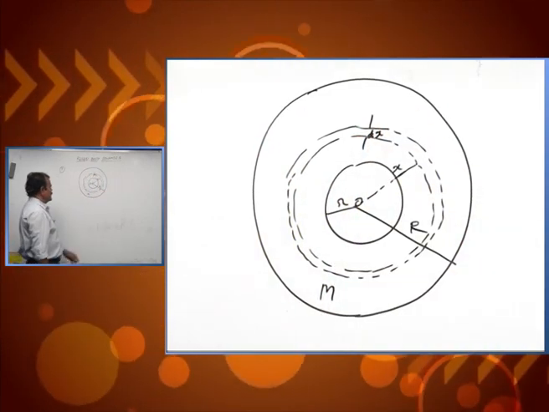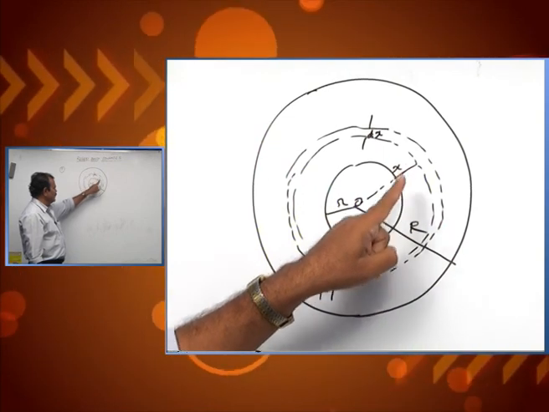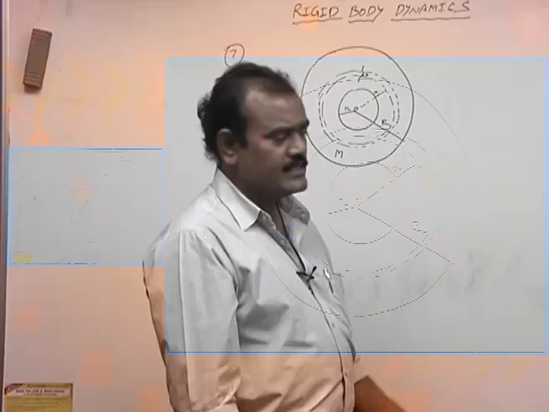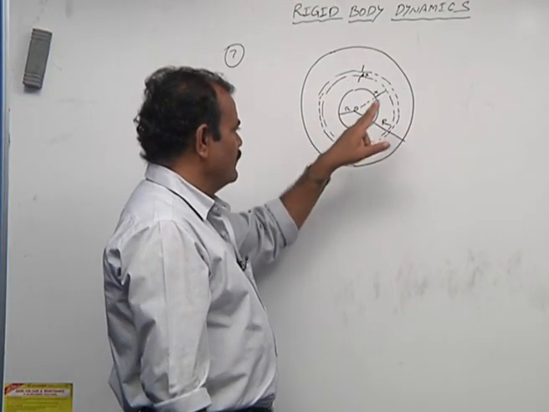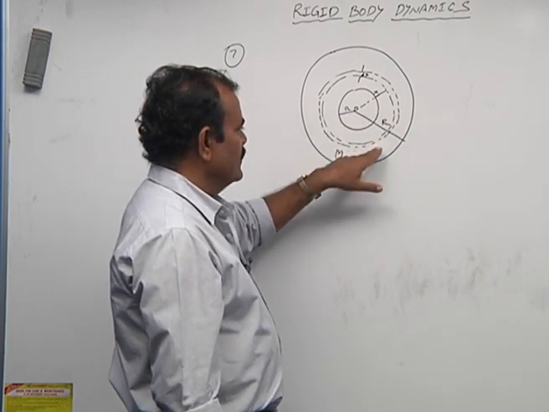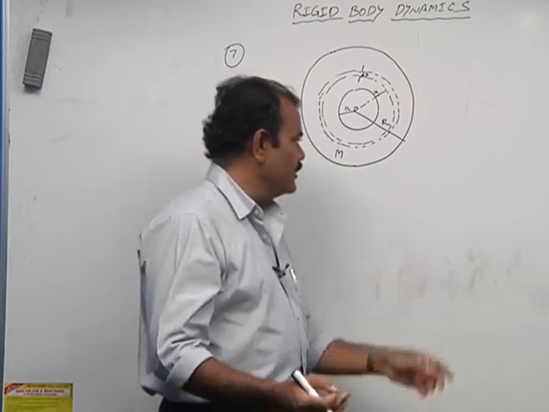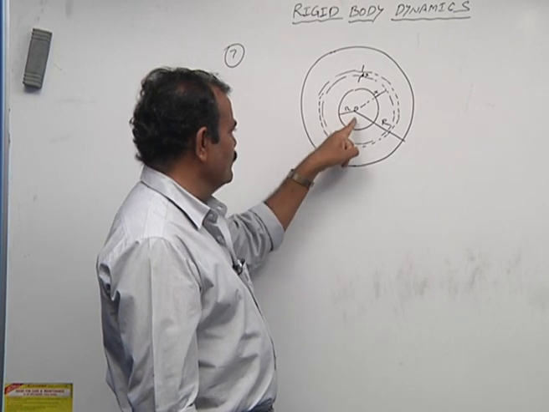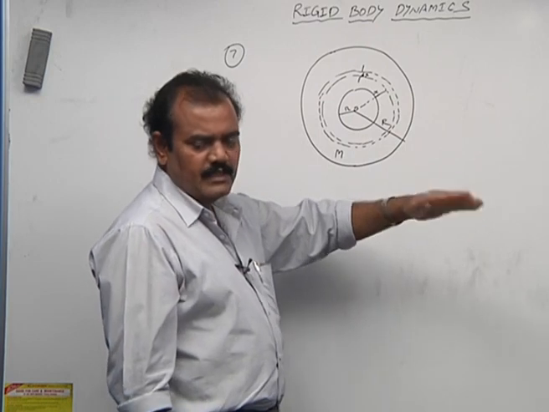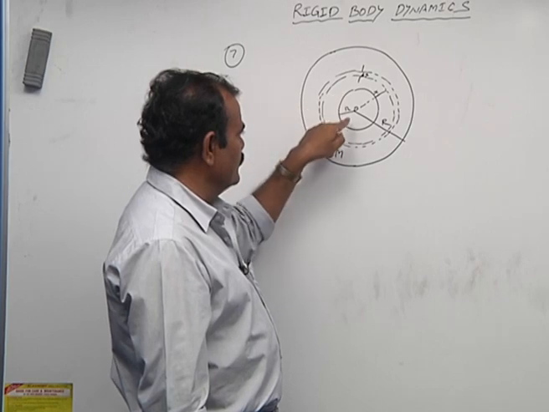Then we can understand there are so many such rings occupying the region between the small r and the capital R. You find the moment of inertia of one such ring about this point O, about this normal axis. This is the procedure for solving this problem. After finding the moment of inertia of one such ring about O, if you integrate between the limits, lower to upper, then you can find the moment of inertia of the entire system about O.